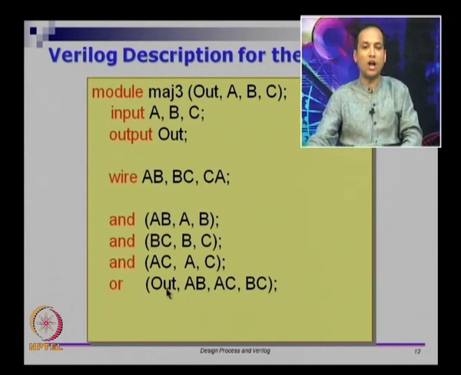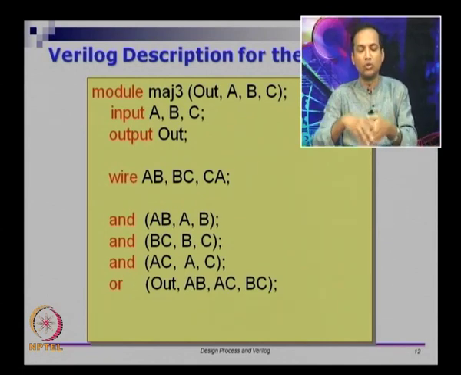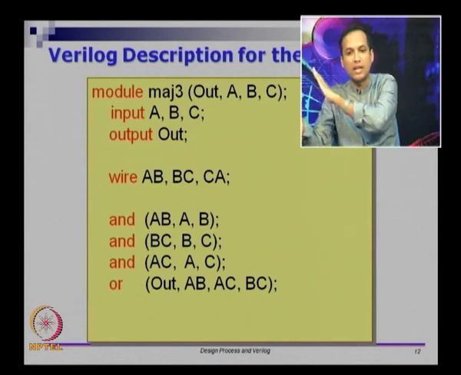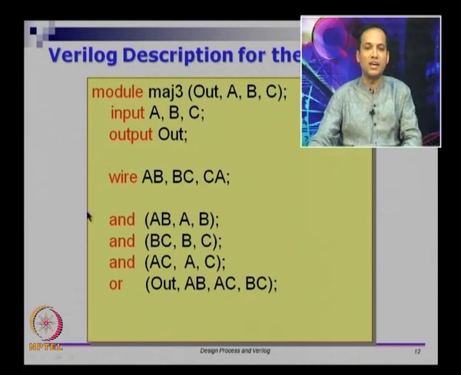So this OR out comma AB, AC, BC is essentially doing this. This OR is a primitive, there is one output, the rest are inputs. So look at the AND gate, it has one output, 2 of them are inputs. In this OR gate there is one output and 3 of them are inputs. Since all the primitives are single output functions, the first one is always an output, the rest are inputs. It can be 2 input, 3 input, 4 input, 5 input, any number of inputs for the primitives.